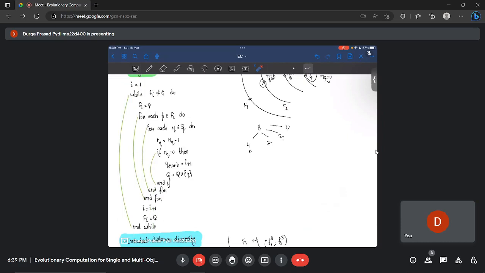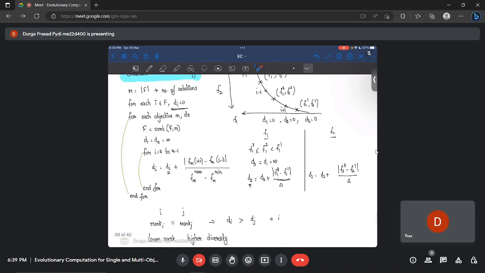Which of the three steps are you referring to? One is sorting, and the other is diversity. We'll go one by one. Diversity will have some log function, no?